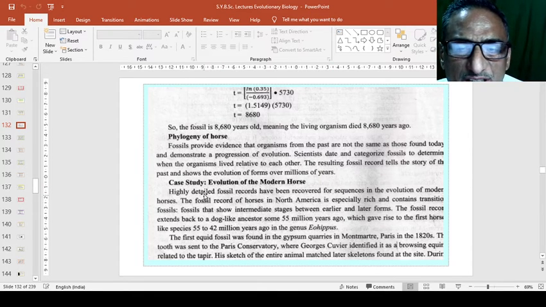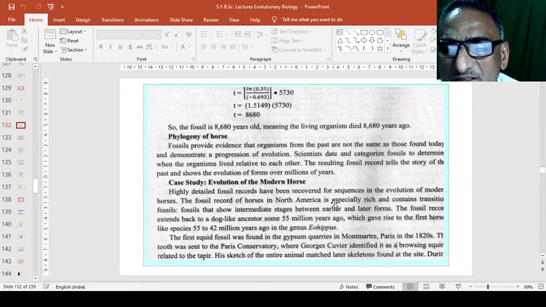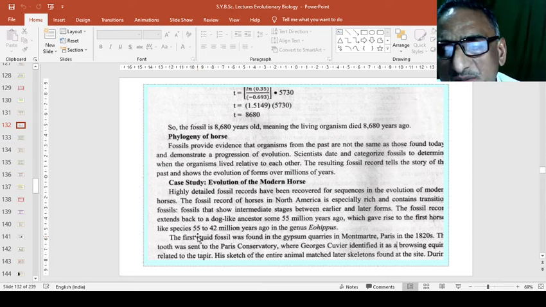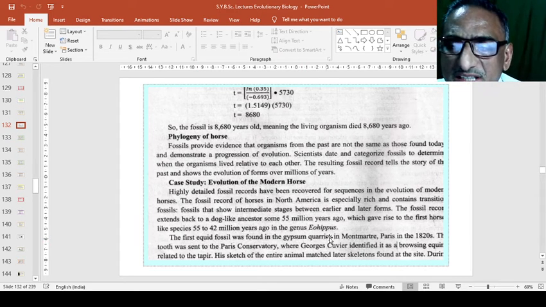Case study: evolution of the modern horse. For the study of the phylogeny of the horse, we will study the steps of evolution from the modern horse, because we know this horse very well right now. Highly detailed fossil records have been recovered from the sequences in the evolution of modern horses, and the fossil record of horses in North America is especially rich and contains transitional fossils, meaning fossils that show intermediate stages between earlier and later forms.